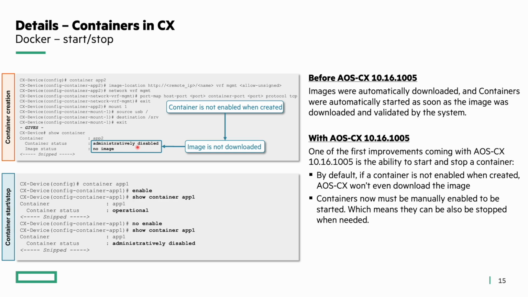As I mentioned, containers now must be manually enabled to be started, which means also that they can be stopped when required. So let's take this example. We have a new container, which is app1. If we enable it, we can see that the status is now operational. But if we do a no enable, the container is now administratively disabled. That's an enhancement with this new release, because before AOS-CX 10.16.1005, if we wanted to stop a container, we had to remove the container.